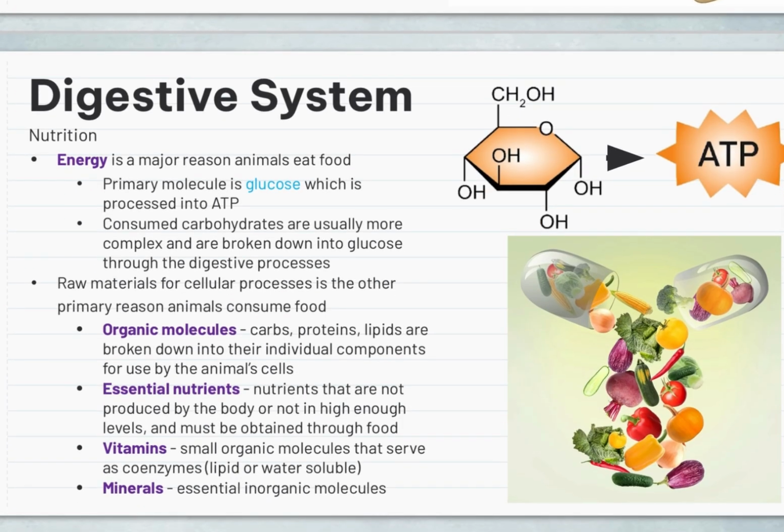Nutrition. Energy is the major reason animals eat food. It's really kind of the only reason, unless you think about humans and just tasty food. Me personally, I like tacos. Anyway, that's not what we're talking about.